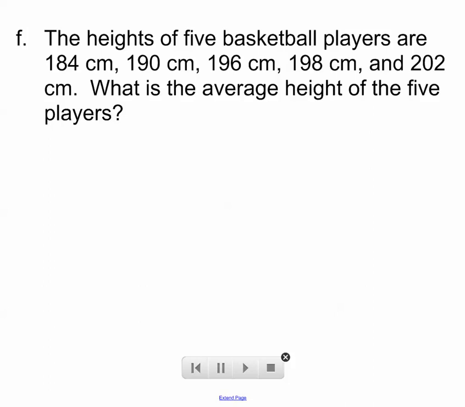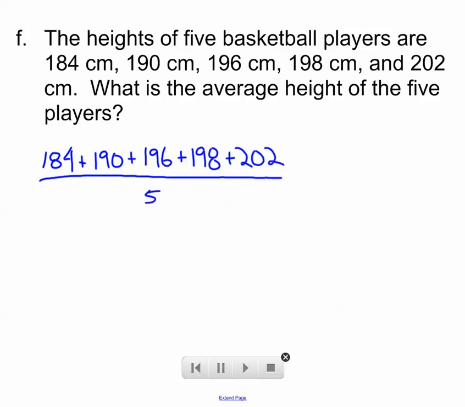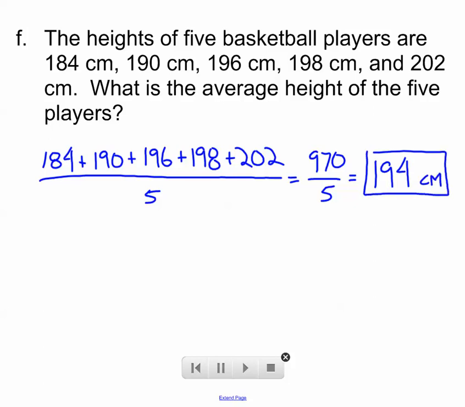The heights of five basketball players are 184 centimeters, 190 centimeters, 196 centimeters, 198 centimeters, and 202 centimeters. What's the average height of the five players? It says average. There's a couple different kinds of average, but usually when we say average, we're asking about the mean average. So we'll do this the same way we did the last one. Take the five heights, add them up and divide by 5 because there are 5 players. If you stacked them all on top of each other, they'd be 970 centimeters high, which is about 194 centimeters tall per player. Again, we don't have any one player that's 194 centimeters, but that's the middle.